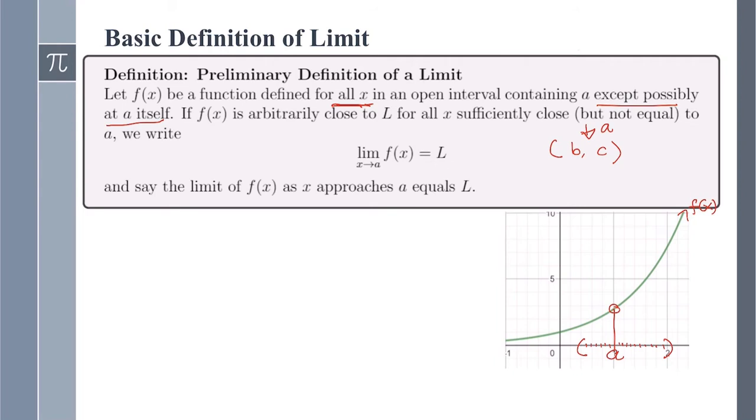We really don't care. Now, if f of x is arbitrarily close to L, so if f of x is very, very close to L for all x sufficiently close but not equal to a, this is very important here.